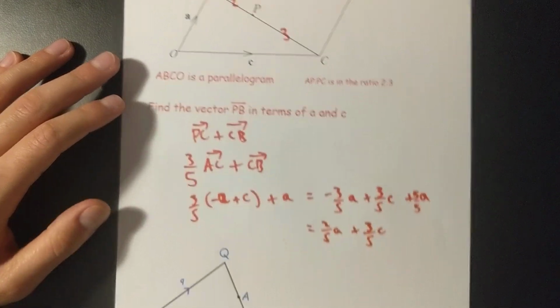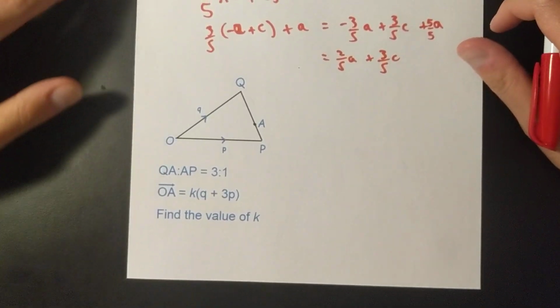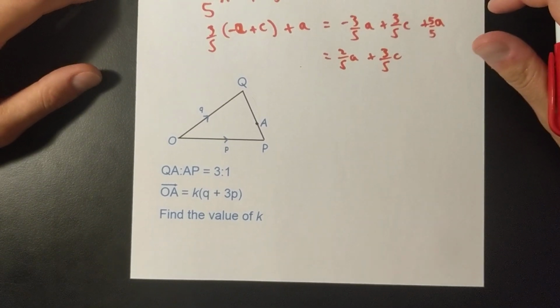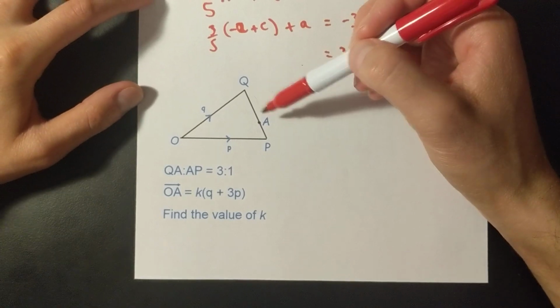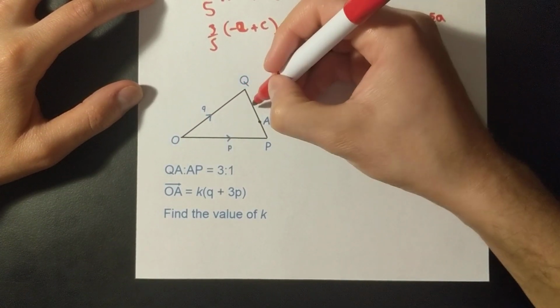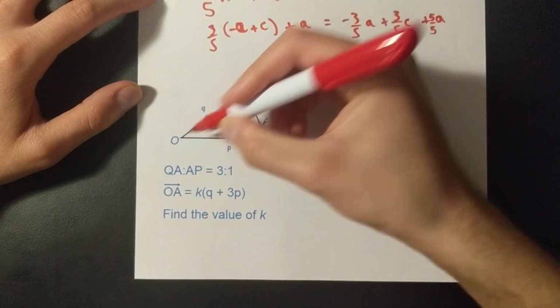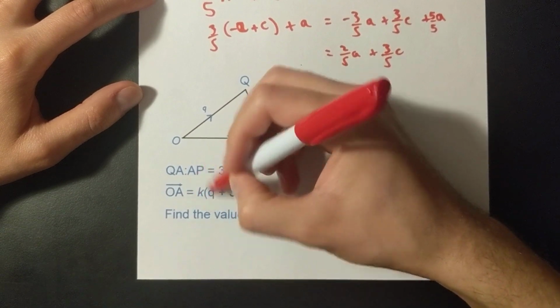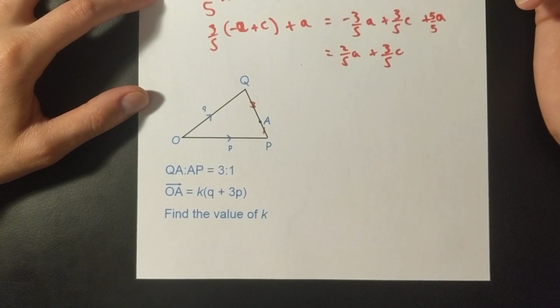Brilliant. Now, here we go. Last one. Tricky GCSE style question. Here, I've got a triangle again. I've got vector Q and I've got vector P. Q to A and A to P is in the ratio of 3 to 1. Now, O to A is equal to something times by Q plus 3P. Find the value of K.